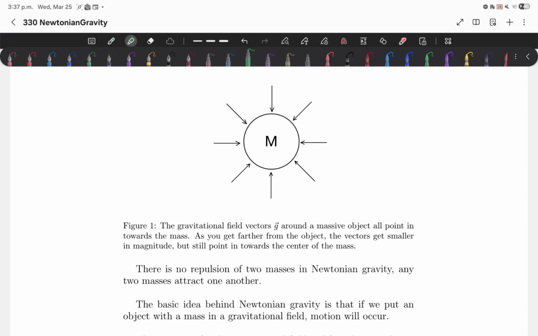Anyway, so we define this thing, the gravitational field, as a bunch of vectors pointing in towards the object. And as we get further away, the magnitude of these vectors gets smaller and smaller. So we have a decreasing gravitational field further away from the mass, and the vectors are bigger the closer we get.